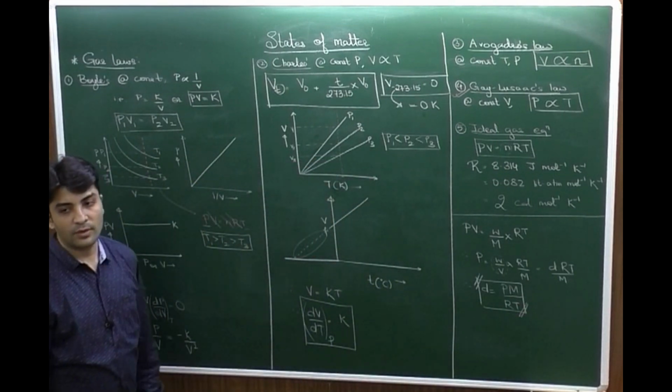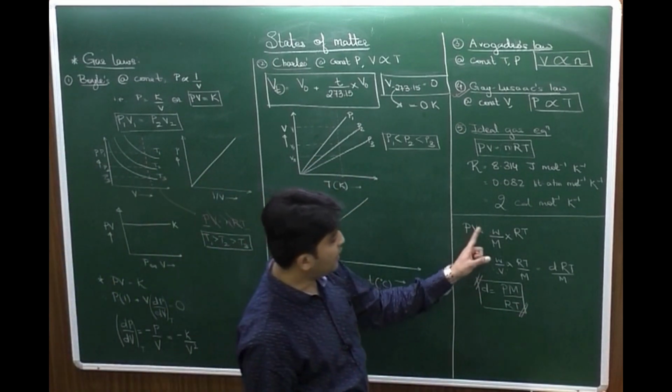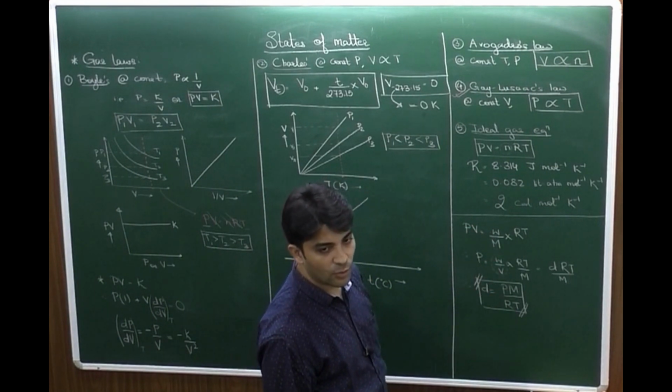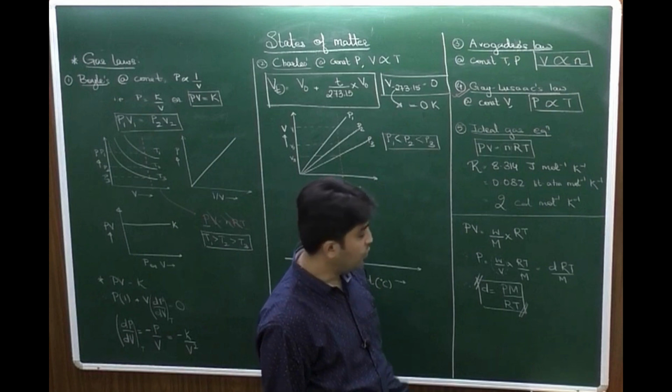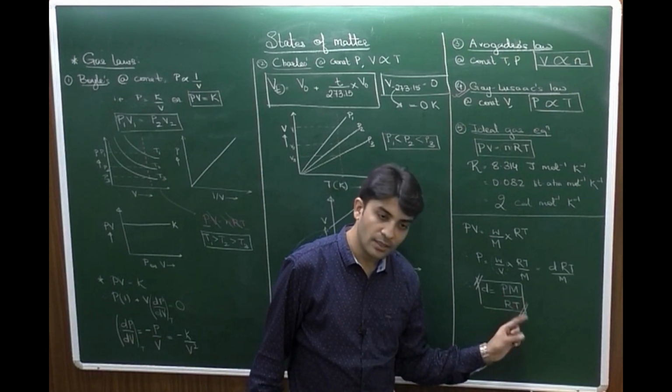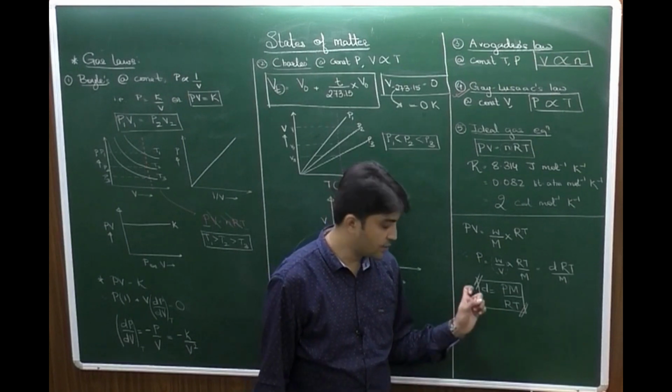Moles is weight upon molecular mass. So I have taken the volume down, weight by volume is density. So density is equal to PM by RT. The molar mass for a particular gas would be given at a pressure and temperature, and you can just calculate using this relation.